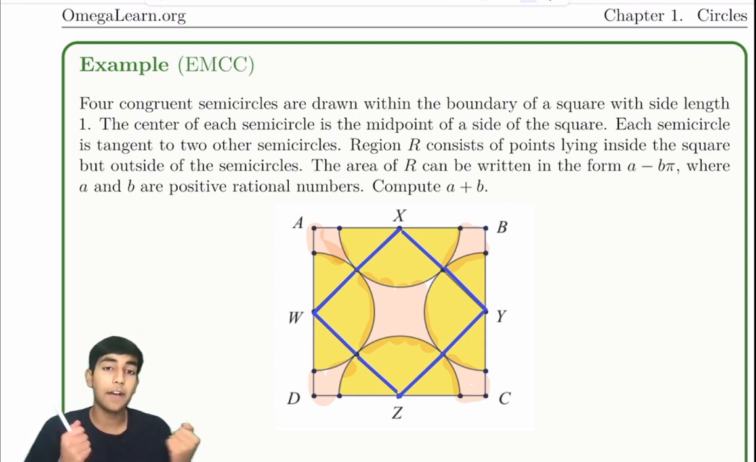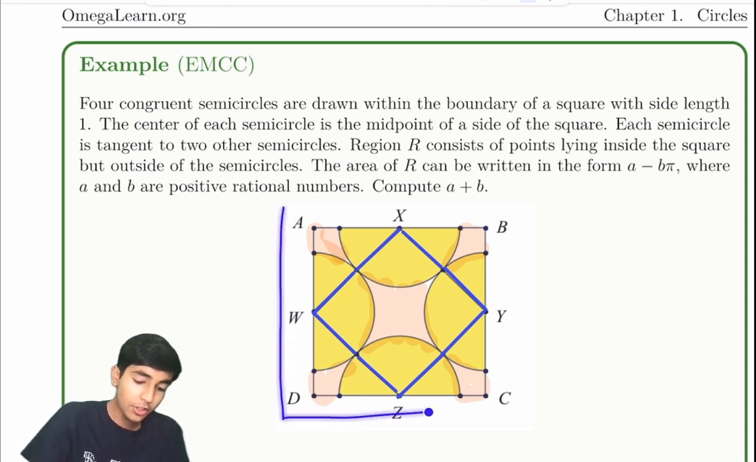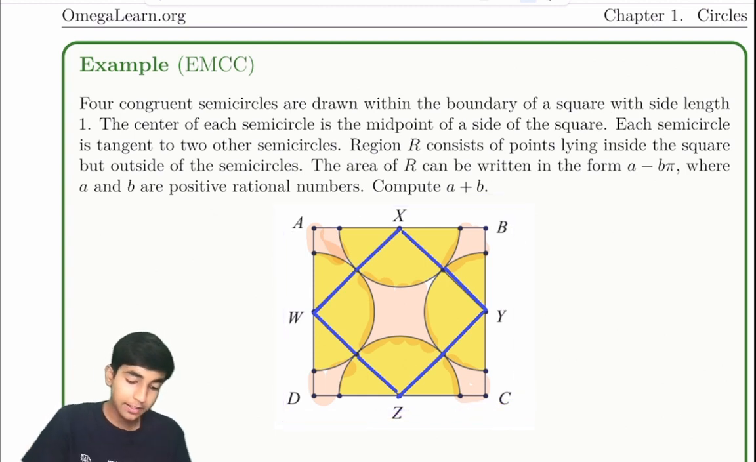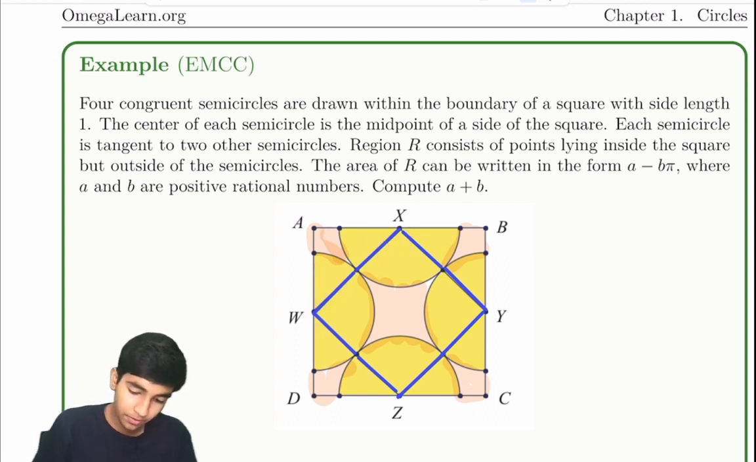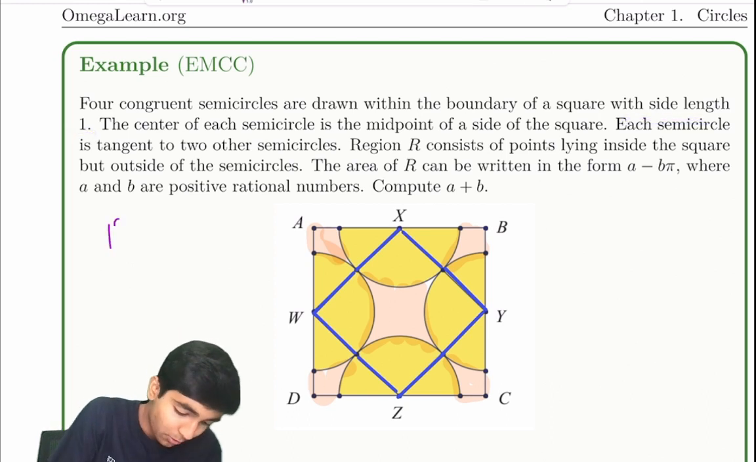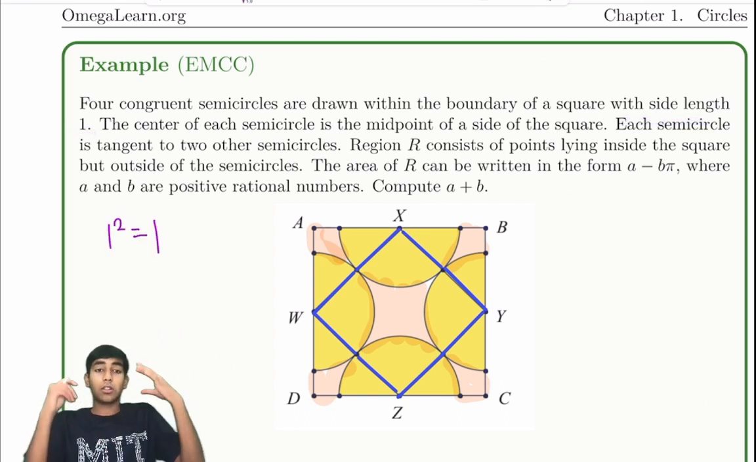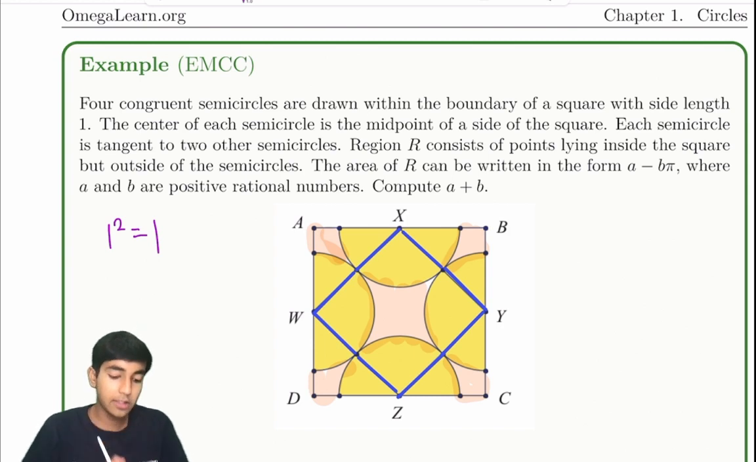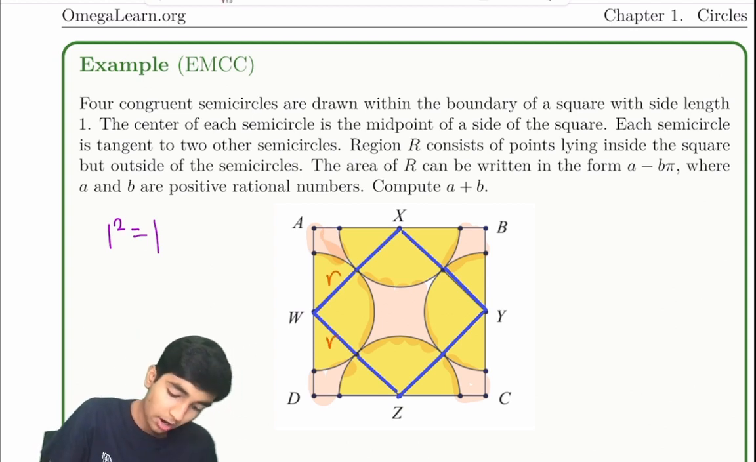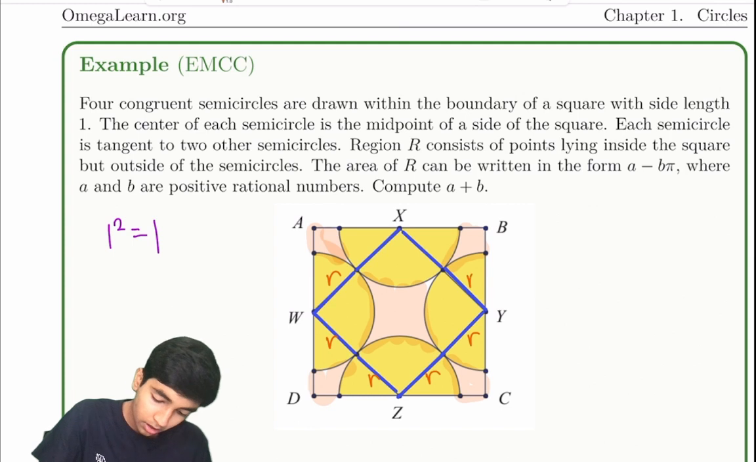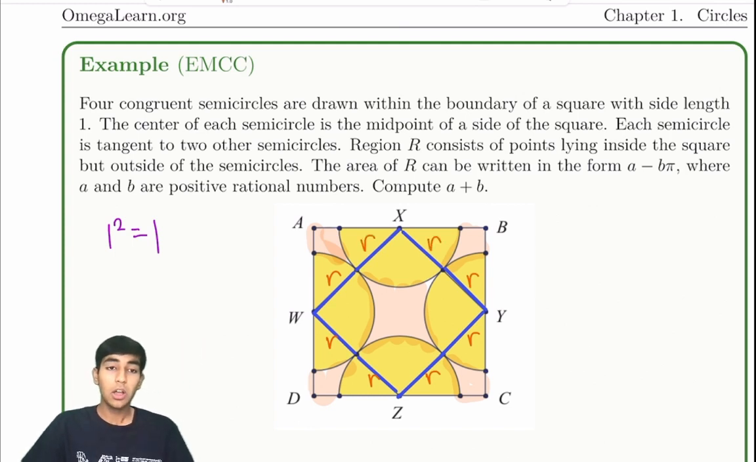To do this, we're going to take the area of the big square and subtract off the areas of the semicircles. The area of the big square is, well, side length 1, so 1 squared equals 1. That's the area of the square. Now, what is the area of all of these semicircles? To do that, we're going to have to find the radius r of those semicircles. How do we solve for that radius is the question here.